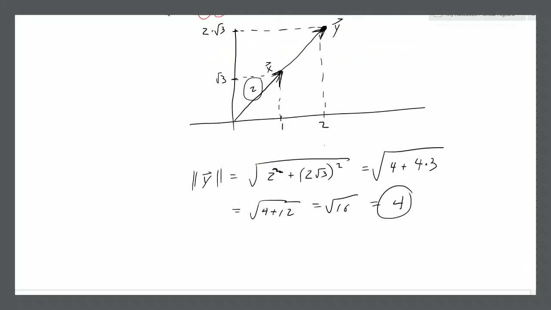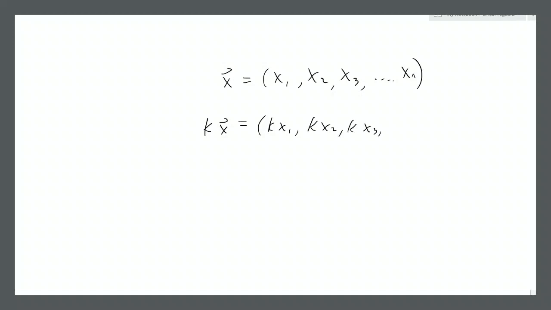So generally speaking, if you have a vector x, which is equal to x1, x2, x3, and so on up to xn, and you multiply it by a constant k, some scalar, then the resulting vector is going to be kx1, kx2, kx3, and so on up to kxn.